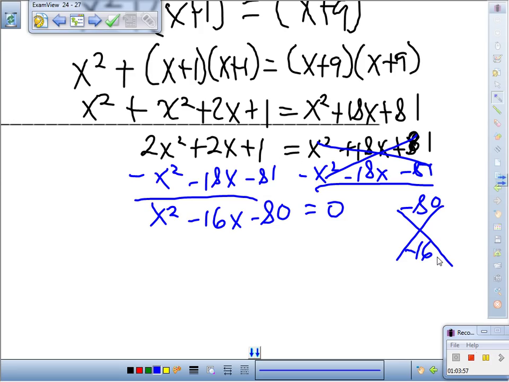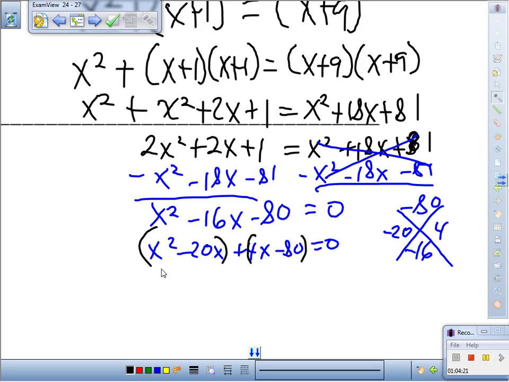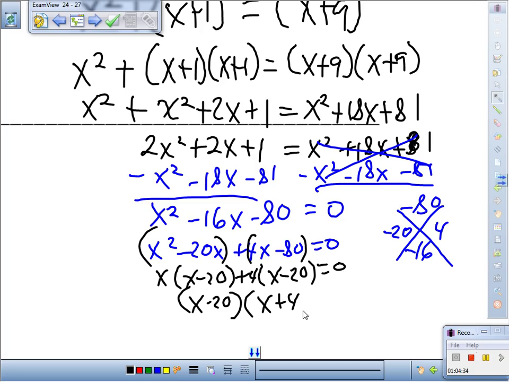What factors of negative 80 give us negative 16? Negative 20 and 4, that is correct. x squared minus 20x plus 4x minus 80 equals 0. Therefore, group. The GCF here is x, x minus 20. The GCF here is 4, and we're left with x minus 20. All that equal to 0. x minus 20 times x plus 4, all that equal to 0.